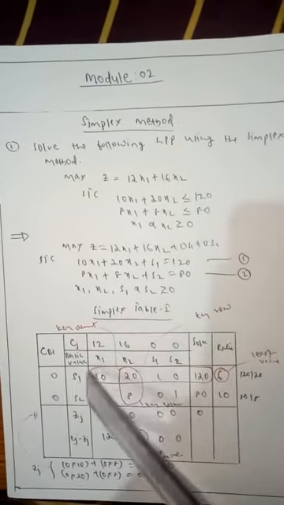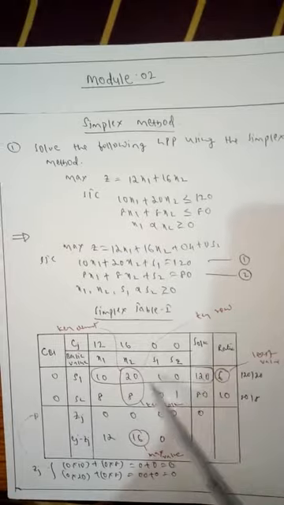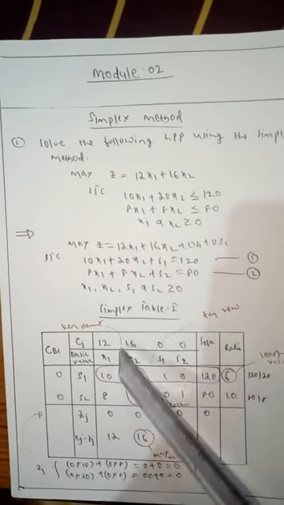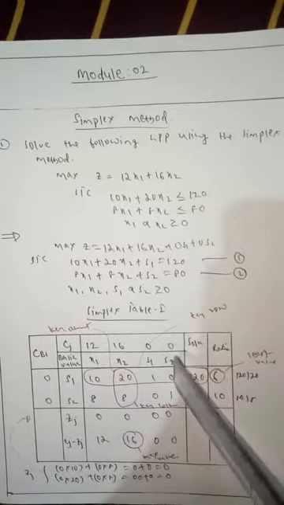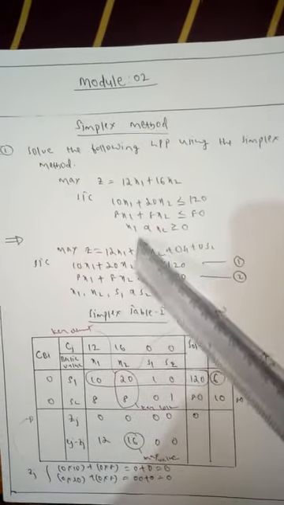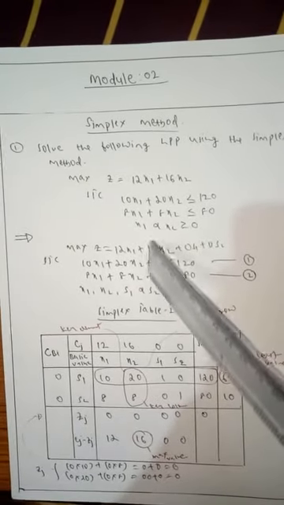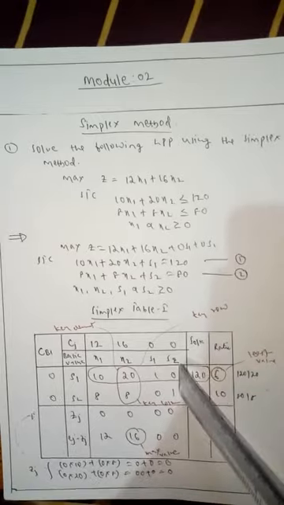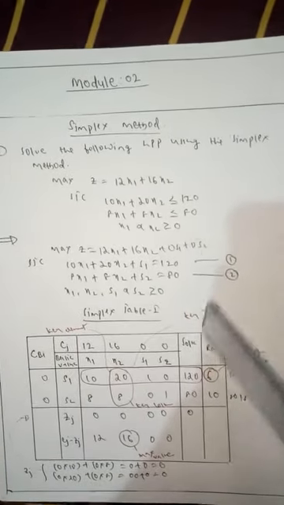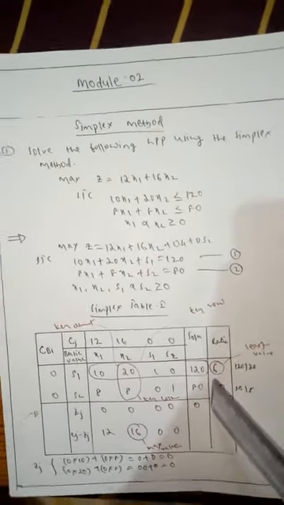Now, how did we get the values in the center? The coefficient of x1 is 10, the coefficient of x2 is 20, s1 is 1, and s2 is not there, so put 0. Similarly, the second equation: x1 is 8, x2 is 8, s1 is not there so it is 0, and s2 is 1. Similarly in the solution column, write 120 and 80.